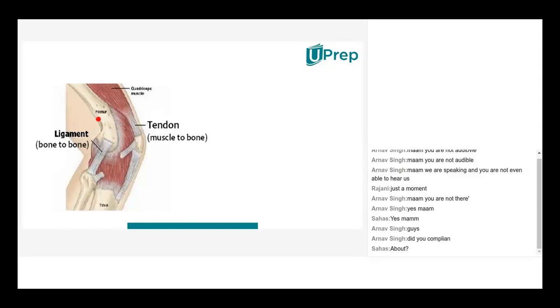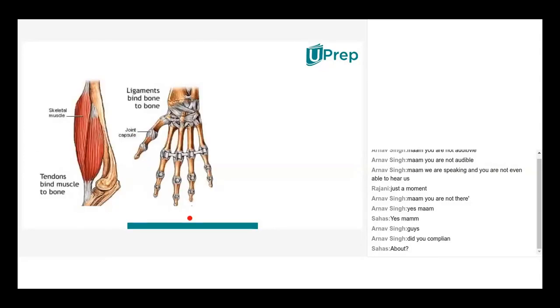Now this is bone. And these are the muscle tissue. The bones are connected. This is also bone. The bones are connected to the muscles by tendons. And here another word is there called ligament. See, ligament.